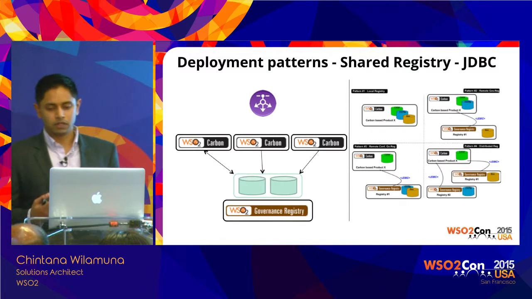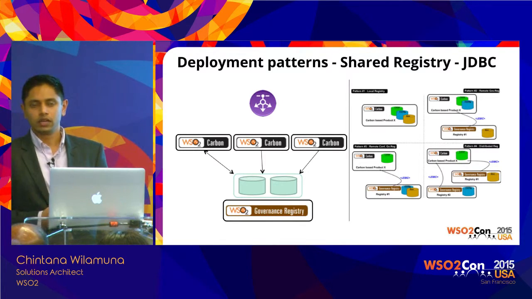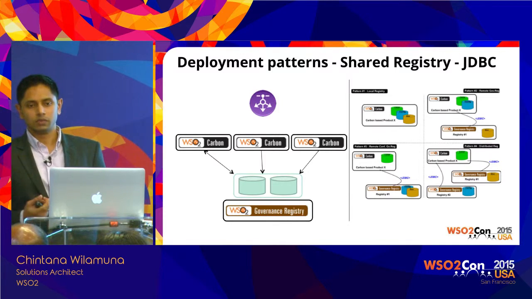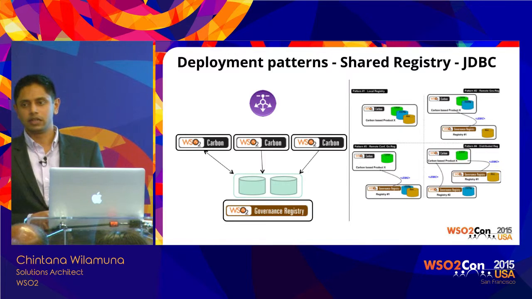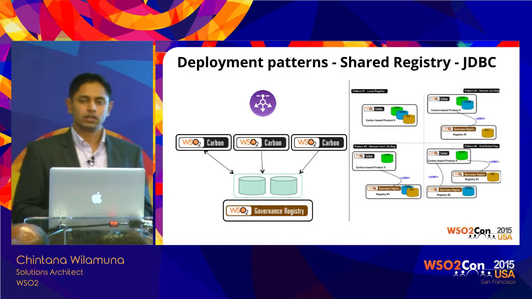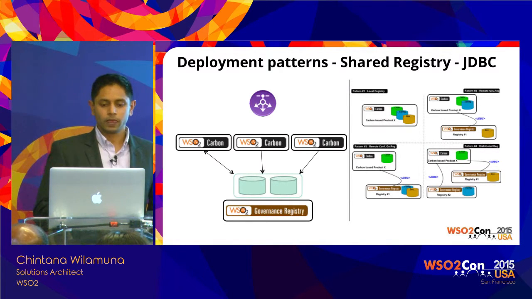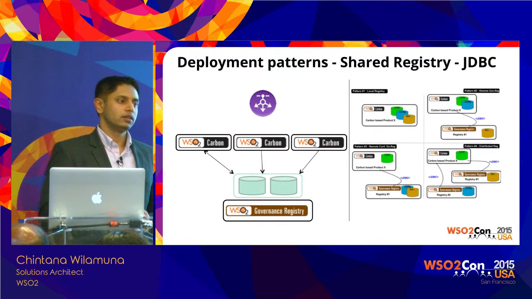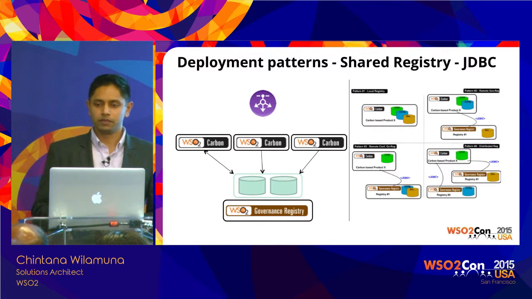A typical use case: let's say you have an ESB deployment and a transformation written using XSLT. We would typically host it in the governance registry, so you can refer to that XSLT from pretty much anywhere in the deployment.